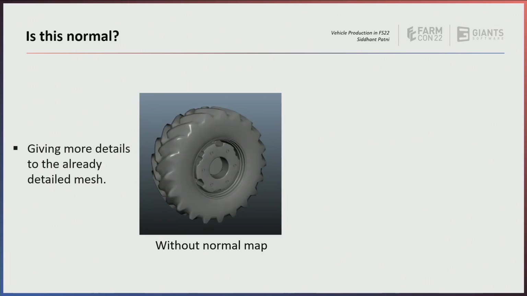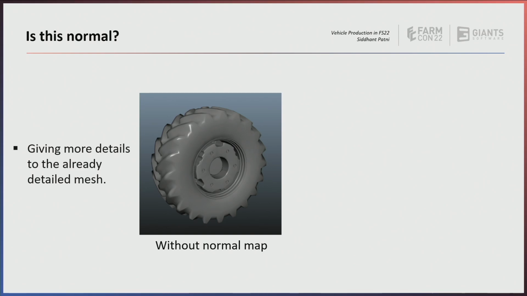From the UV phase, we move to the normal map phase. To simplify, a normal map is an image texture that we use as a layer on our meshes to add more details to it. Let's look at an example. As you can see, we have a mesh ready with UV phase.